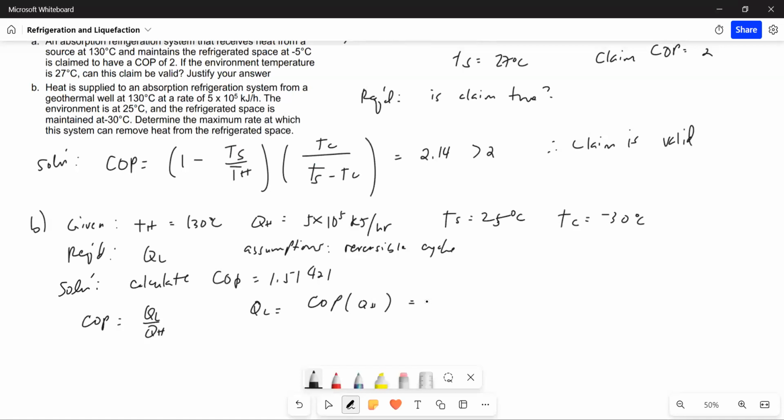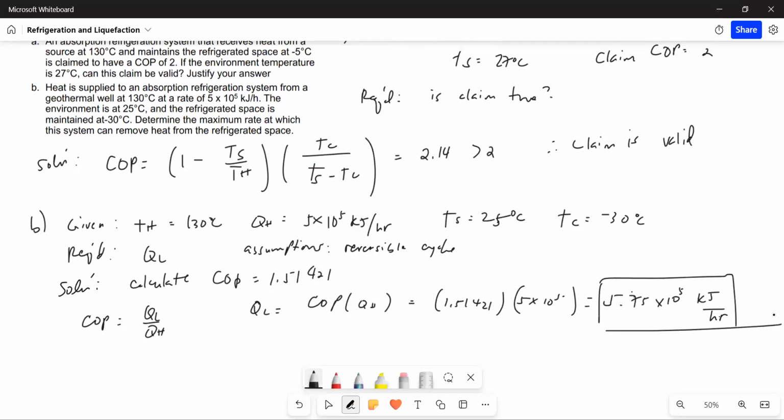So plugging in the values, you'll get 1.151421 times 5 times 10 to the 5. And that is 5.75 times 10 to the 5 kilojoules per hour.